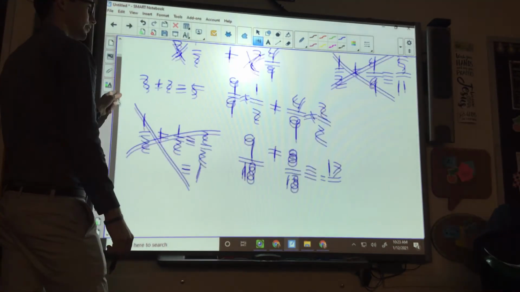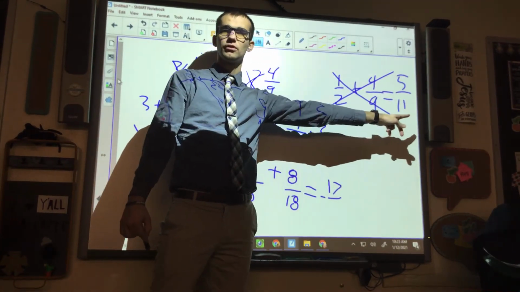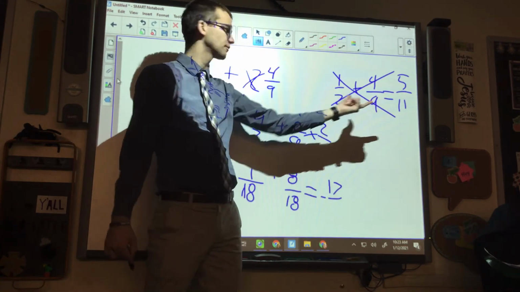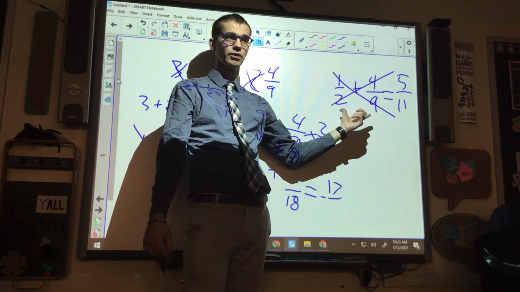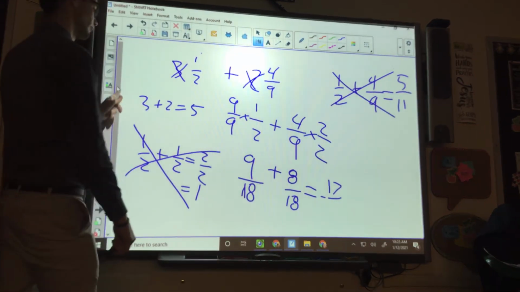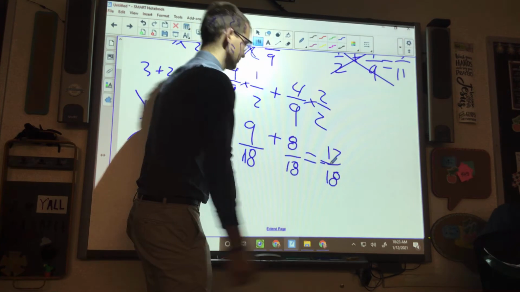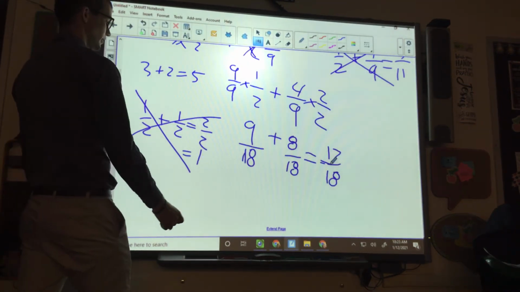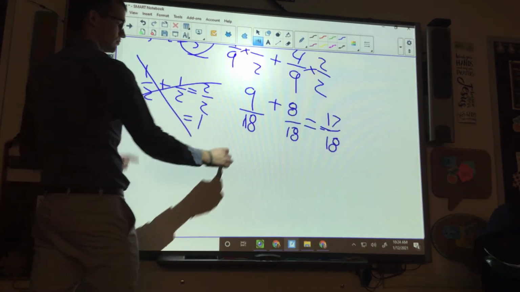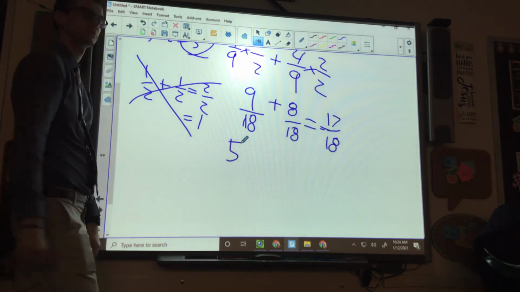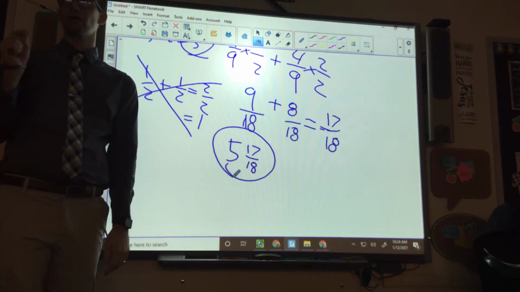That's why up here I saw a lot of people doing this: 1/4 plus 1/2 plus 4/9 is 5/11. You can't do that. Remember, you've got to keep the bottoms the same. If you don't have the same bottom, you can't add them. You have to get the same denominator first. So 9 plus 8 is 17, and the bottom stays 18. So our final answer is 5 and 17 over 18. You have to put the word "and" in there.